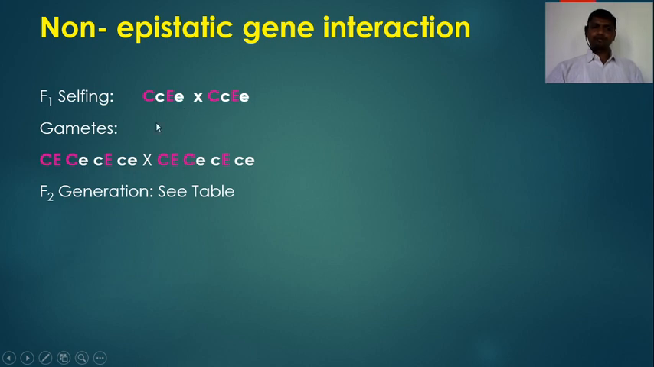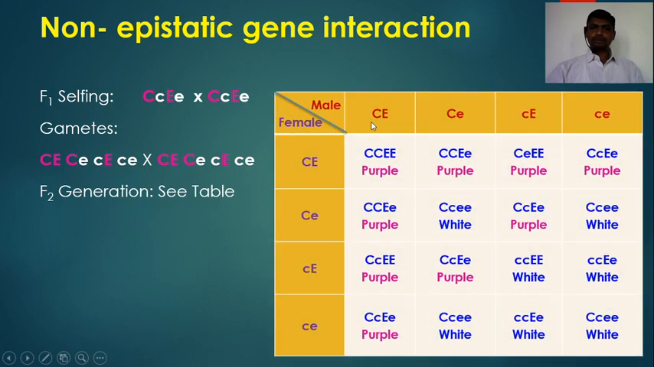So after the formation of the gametes, these gametes are combined with each other. So how many gametes are there? 4 gametes, 4 from this parent, and these 4 from the other parent. So these are combined with each other in various ways to produce 4 into 4, 16 different combinations. So the F2 generation forms having 16 genotypes. So see the table. These are the male parents showing the gametes of 4 types. These are the gametes of the female parents.